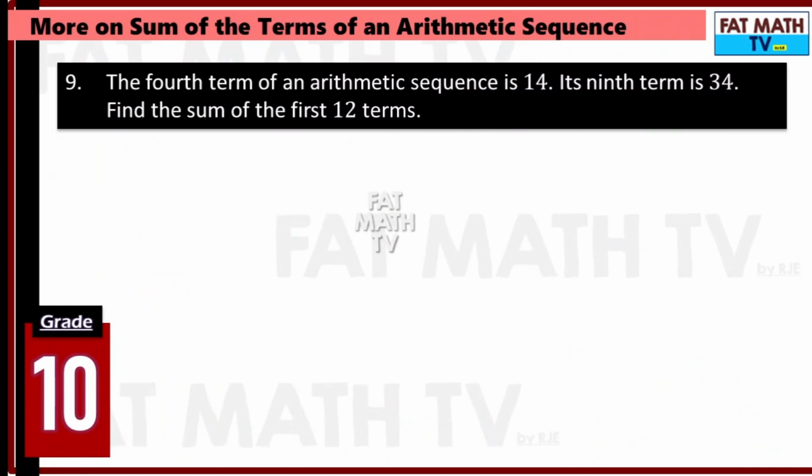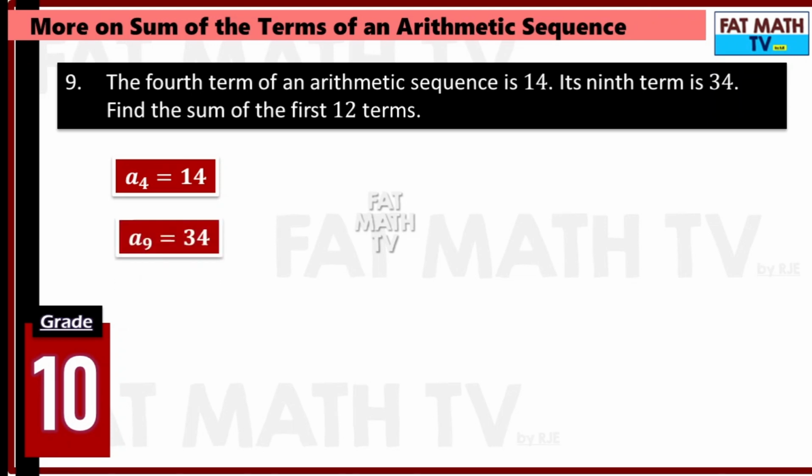Let us have a similar example. The fourth term of an arithmetic sequence is 14. Its ninth term is 34. Find the sum of the first 12 terms. So a sub 4 is 14, a sub 9 is 34. So the difference of 34 and 14, which is 20, is how many times the common difference? From a sub 4 to a sub 9, how many times will you add the common difference? 5 times. That is just 9 minus 4. So 5 times the common difference is equal to the difference, which is 20.